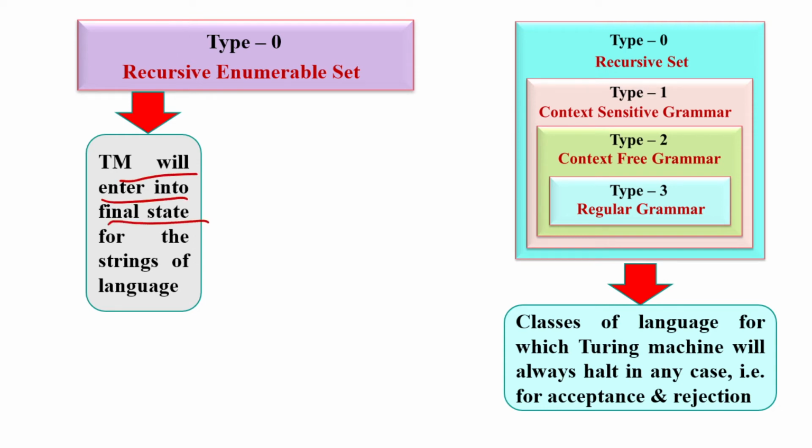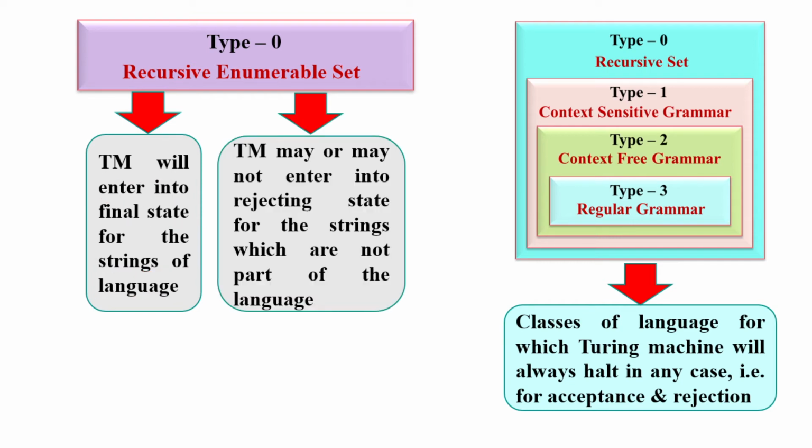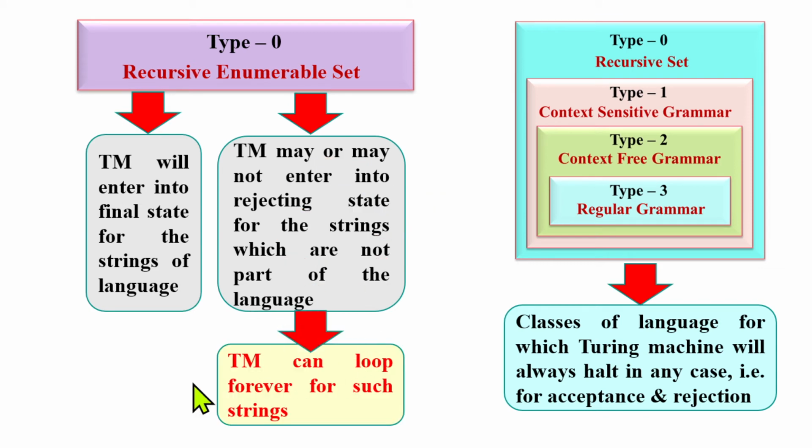into the final state for the strings of the language, but it may or may not enter into the rejecting state for the strings which are not part of the language. Means for all those strings that must be rejected by the machine, the machine will not end with the halt reject state, and the machine may go into an infinite loop, or the Turing machine can loop forever for such a string and will not give the result. So we can say that this problem is not solvable.